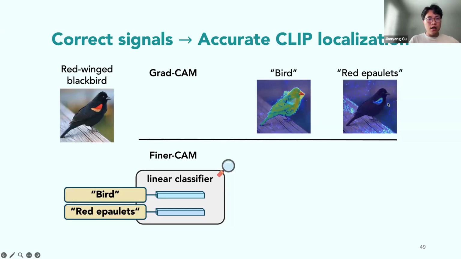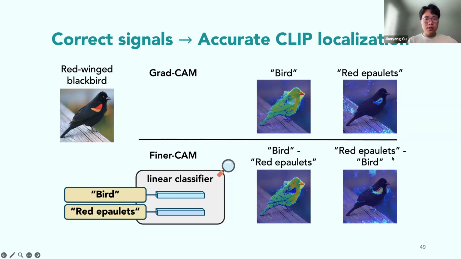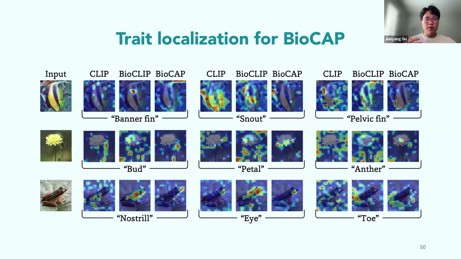And in comparison, if we create an explicit contrast between bird and apple, FindCam can create a very strong signal on the red apple, and at the same time, very interestingly, it can also exclude red apples from bird. This tool is what we used in BioCap to create this explanation map, and it works very well in helping explain why the model recognizes these species. So with FindCam, we are able to locate and discover biological traits and concepts.